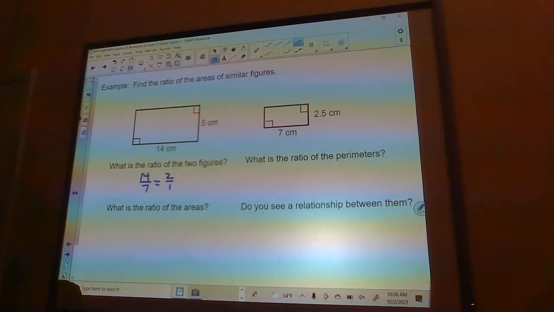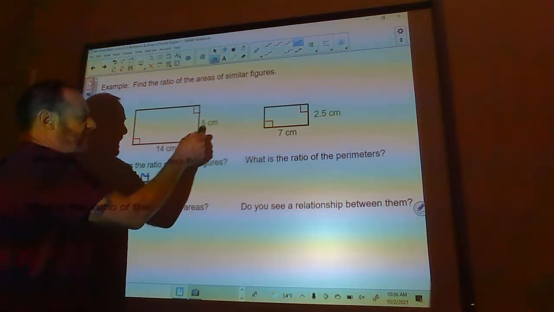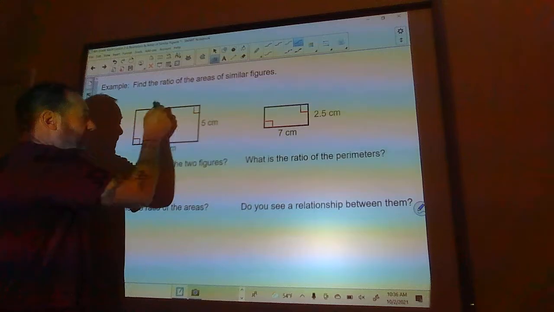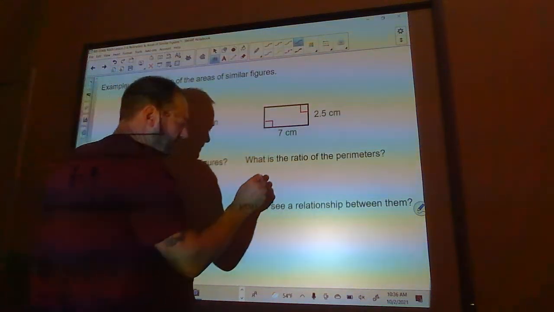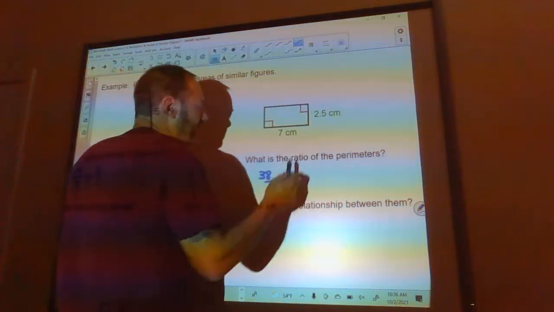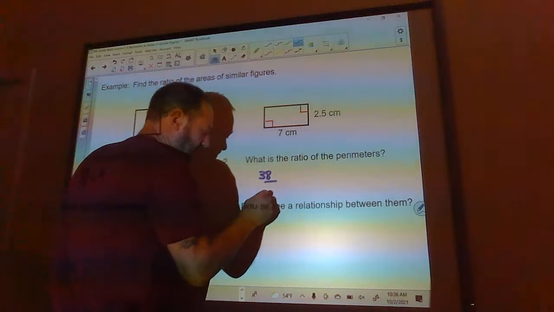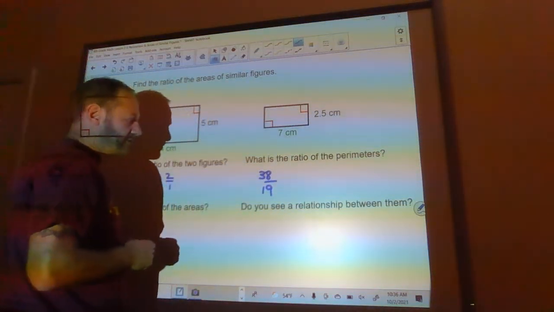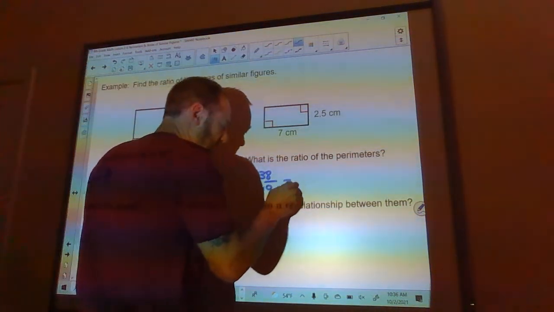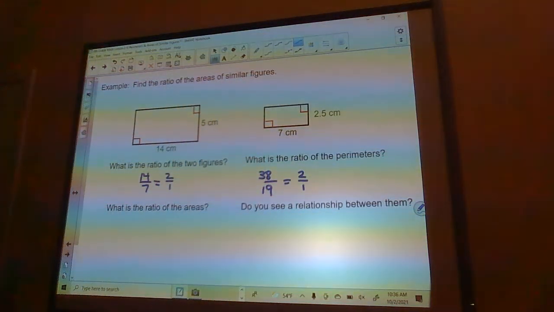Okay. What is the ratio of the perimeters? Well, here, the perimeter would be 14 plus 5 is 19, and if I double that for the other side, that's going to be 38. And over here, it's 9.5, and if I double that, that's going to be 19. Okay, so the ratio is 38 to 19, which is 2 over 1 again. So the perimeters are the same.